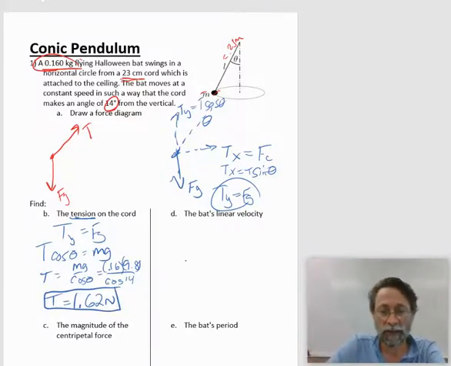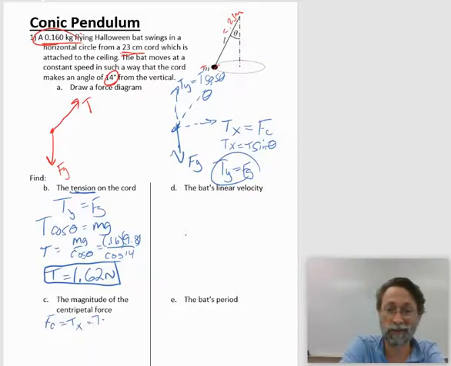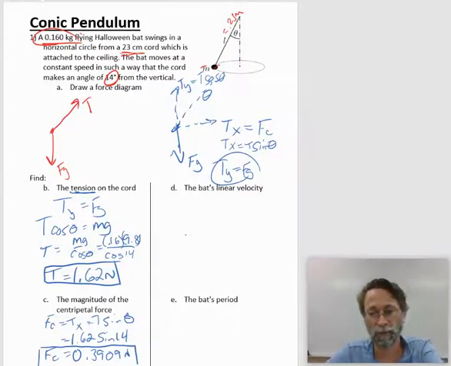Now, if we want to find the magnitude of the centripetal force, it is really the x component. So the centripetal force is Tx, and Tx is T sine theta. If we plug in our values, 1.62 times the sine of 14, the centripetal force is 0.3909 newtons. Remember, centripetal just means the sum of all the forces pulling it towards the center. We could also say it's the x component of the tension, and that would be the exact same thing in this case.